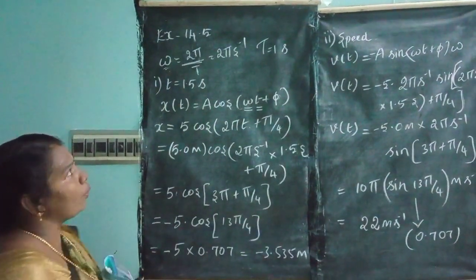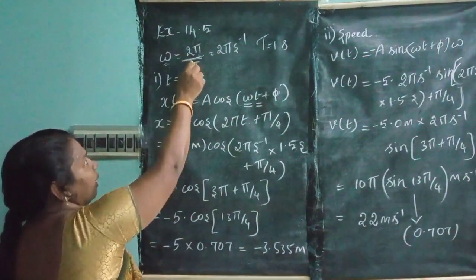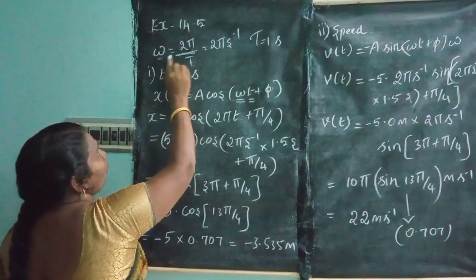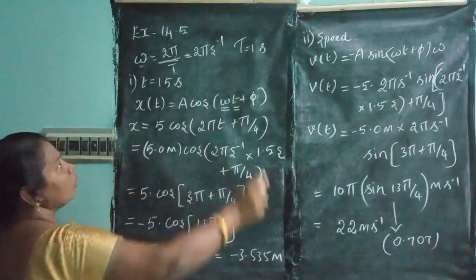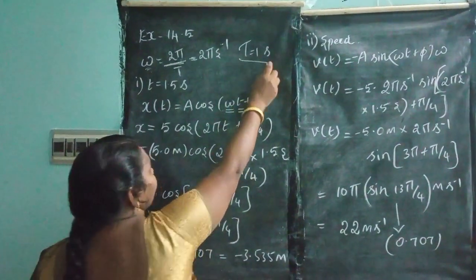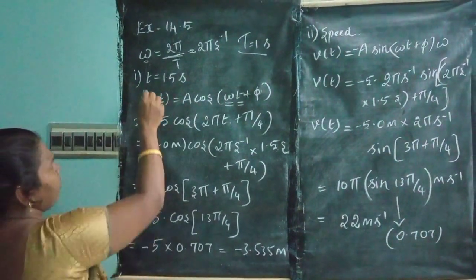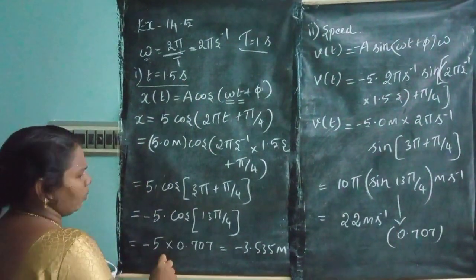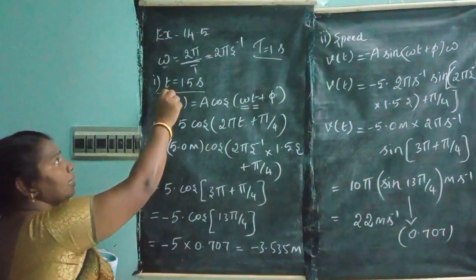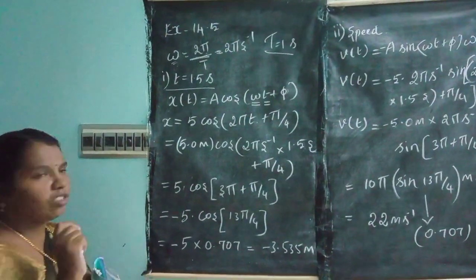So first of all you need to know what omega is. The general formula is omega equal to 2 pi divided by T. Instead of T we have used one second, therefore omega is equal to 2 pi s inverse, for one complete rotation in time T equal to 1 second. Now for the time t equal to 1.5 seconds, first you are going to find the displacement.